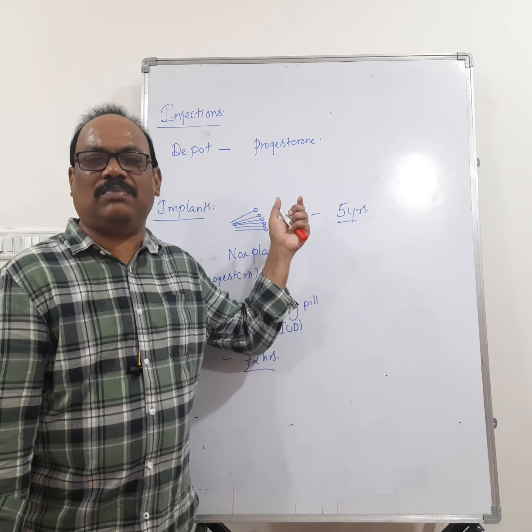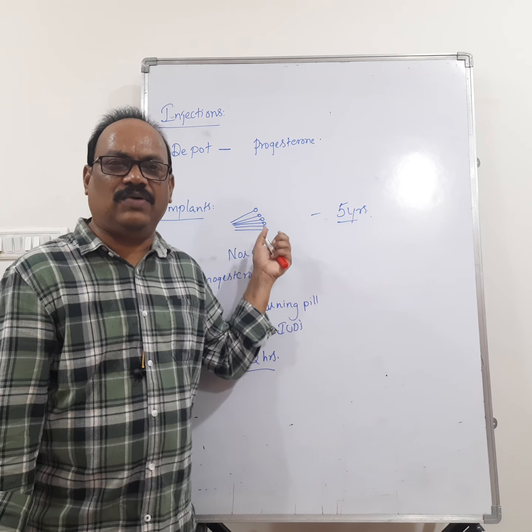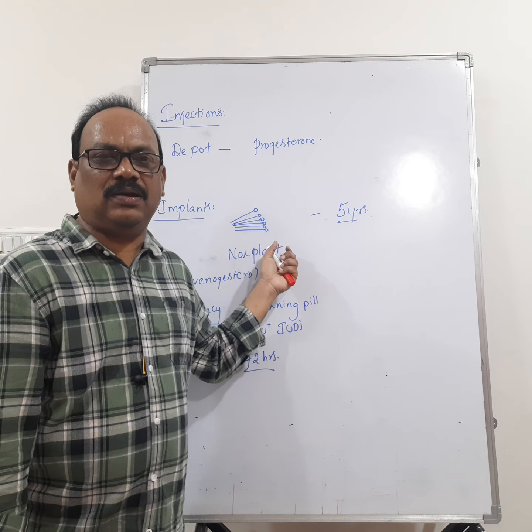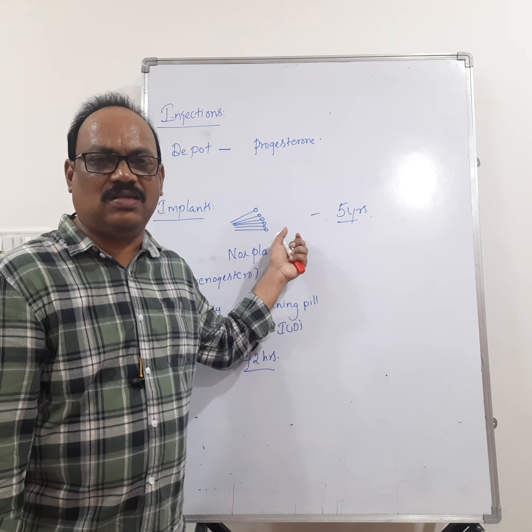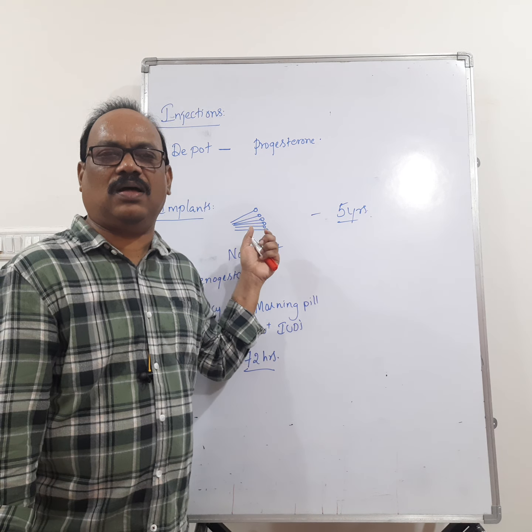Right? So these are the methods of contraception. We have medical termination of pregnancy, sexually transmitted diseases, and ART. We'll see those in the next class.